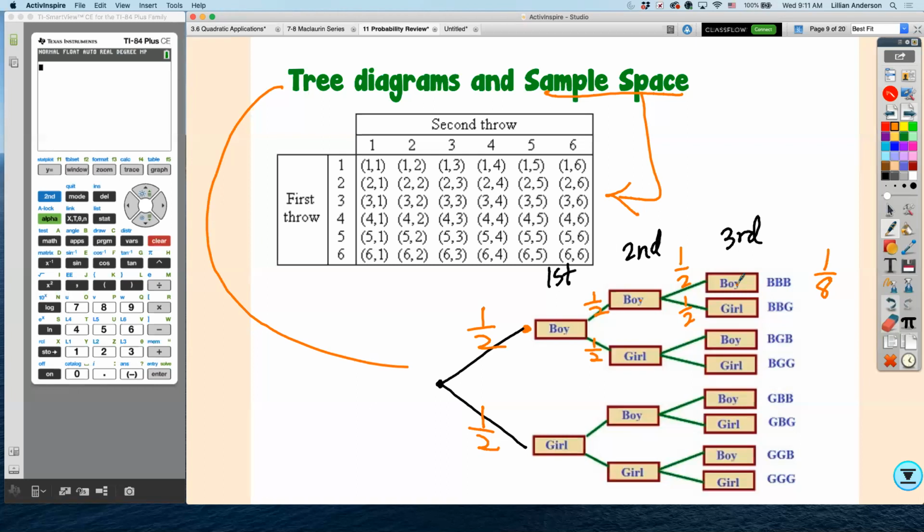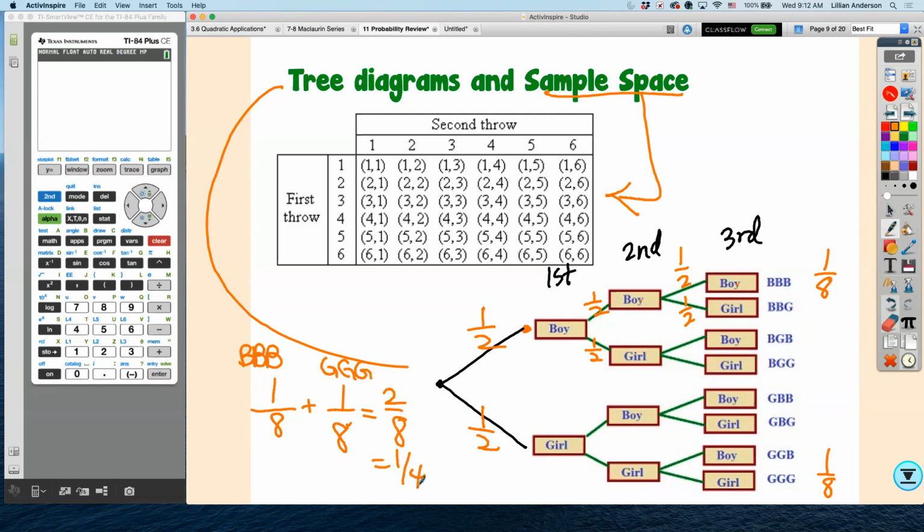All girls. What's the probability of having 3 children of the same gender? It would be 1/4, because you take the 2 probabilities of having all boys and all girls and you add them together. And that's how you get 1/4.